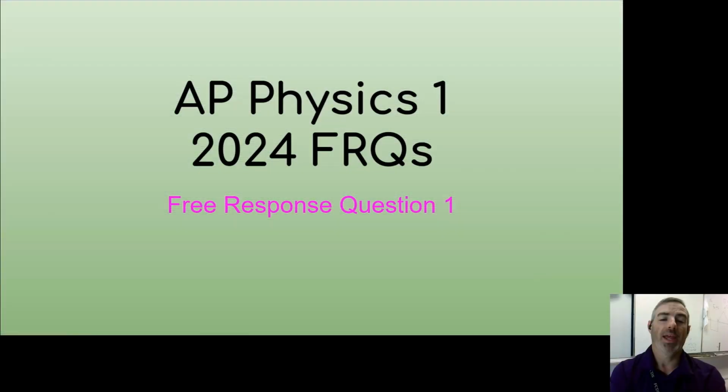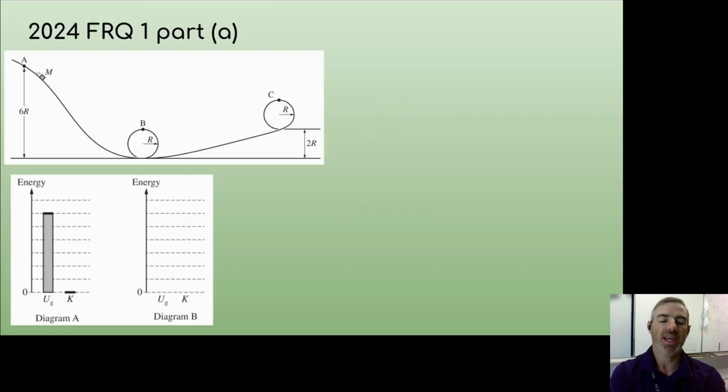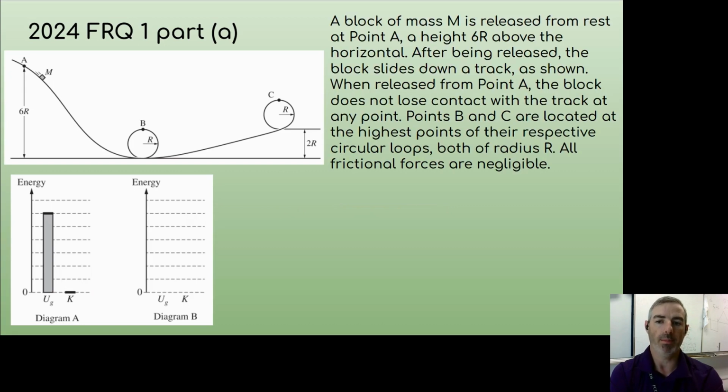Today we're going to be talking about the AP Physics 1 2024 FRQs. Today we're going to talk about FRQ 1. In this case, we have a block that is moving along this path with this ramp. It has a mass of m and it starts at a height of 6r above the horizontal. It goes through a couple of loops and reaches those circular loops at points B and C at the very top of the loop. It also tells us that it does not leave contact with the track.